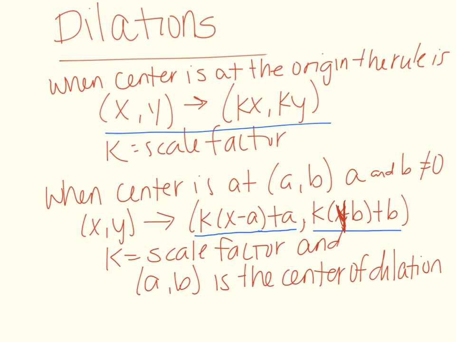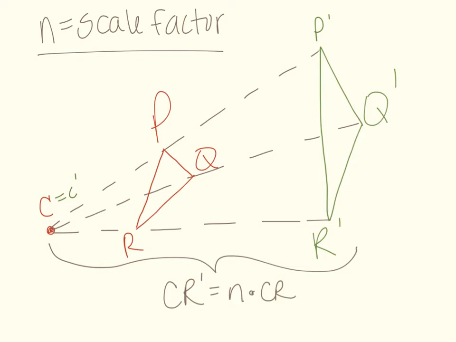Sometimes the scale factor can be called other letters. I'm going to call it n in the next slide, so don't get confused by that. k is typically what we call the scale factor, but I'm going to use n just a little bit, so hopefully you don't get confused. So dilation is increasing or decreasing the size. Okay, so on this page, I'm going to call the scale factor n instead of k.